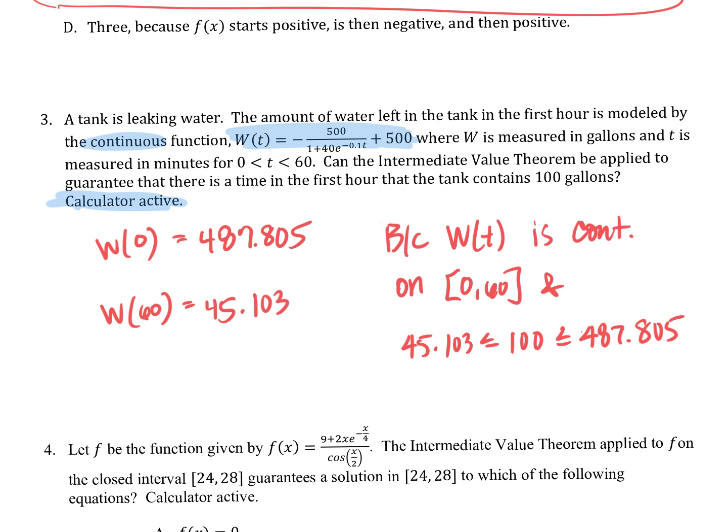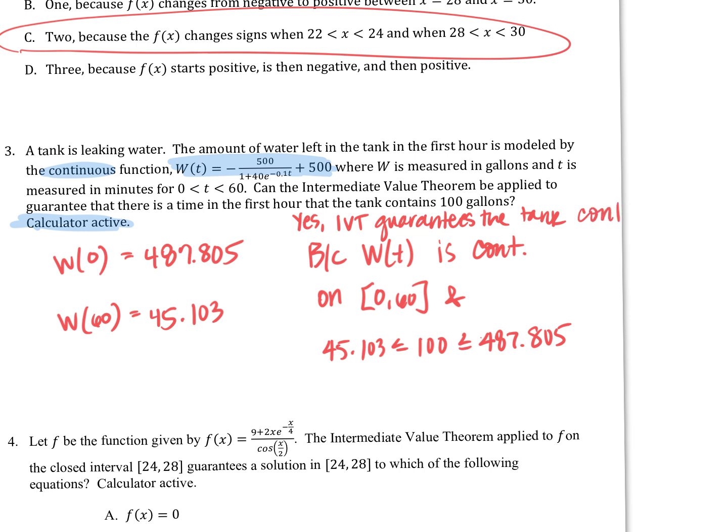I would say, yes, IVT guarantees the tank contains 100 gallons because W of t is continuous and 100 is between those two values. This is a perfect answer. We had to state that the function was continuous, so IVT applies. We used the words IVT. We used our intervals and our closed function. We're good. Yeah, good call.